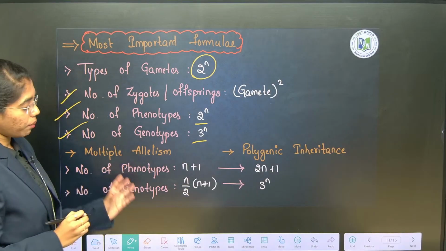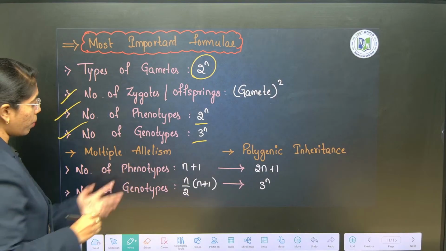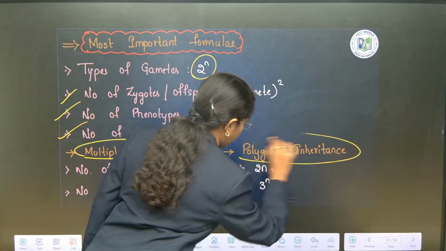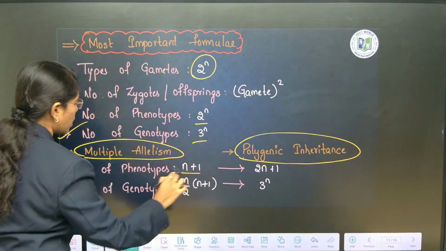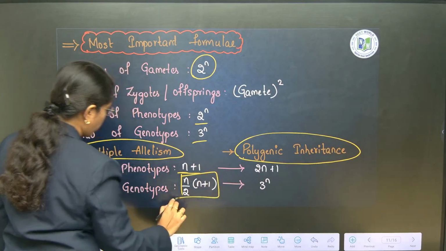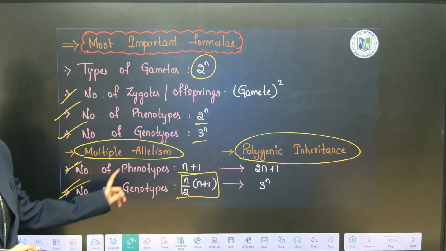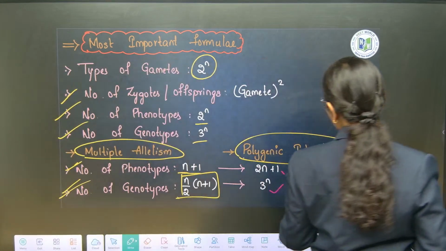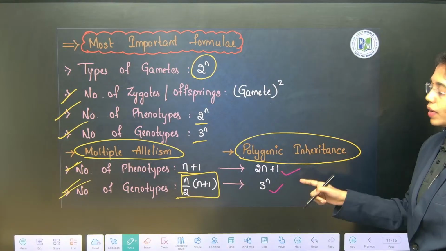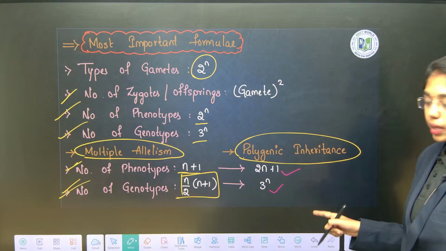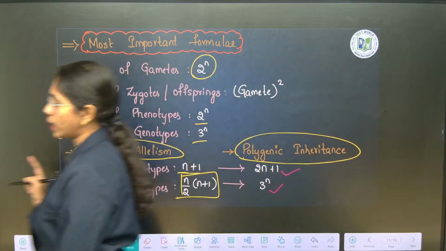But these formulas for number of phenotypes and genotypes will vary for multiple alleles and polygenic inheritance, where n plus 1 is for multiple alleles, and n by 2 into n plus 1 for genotypes. Here it is 3 to the power of n and here it is 2n plus 1. Always n will be equal to the number of heterozygous conditions. Take down. This formula chart is very important.